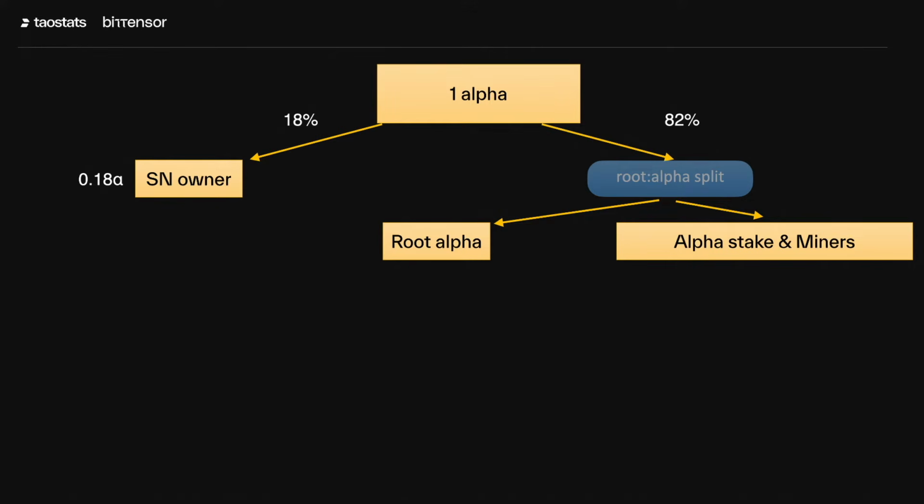So after one block, we've got a couple of storage things. We've got the pending owner emission, the pending tau, and the pending root alpha, and then the pending everything else, alpha stake and miner stake. And now we're done with that first block's worth of information, and we're ready to move on to, once the epoch has been completed, run the epoch and distribute all of this to all of the stakeholders.